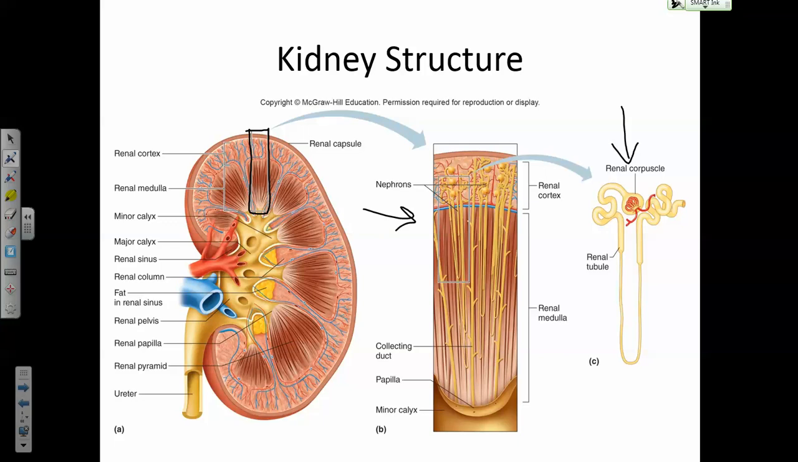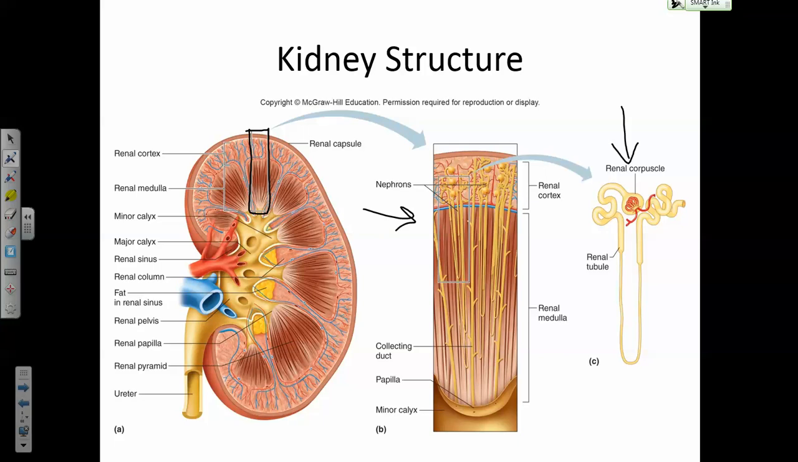Okay, and that is the functional unit of the kidney called a nephron. There's actually about 1 million of those in each kidney. That's what your book says, about 1 million in each kidney. So obviously this picture's not drawn to scale. They're a lot smaller than this picture leads you to believe.